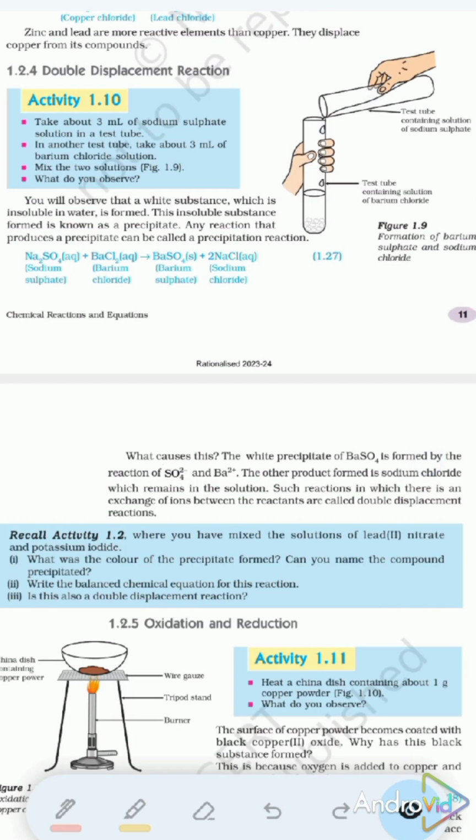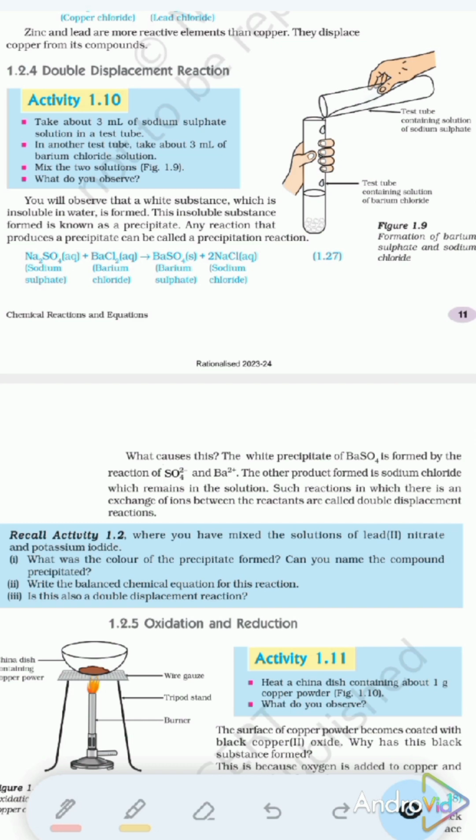The next type of reaction is double displacement reaction, 1.2.4. To understand double displacement reaction, we are going to perform activity 1.10. We are going to take about 3 ml of sodium sulfate, Na2SO4, solution in a test tube, and hence its state is aqueous. In another test tube, take about 3 ml of barium chloride solution, BaCl2, which is also in its aqueous state.